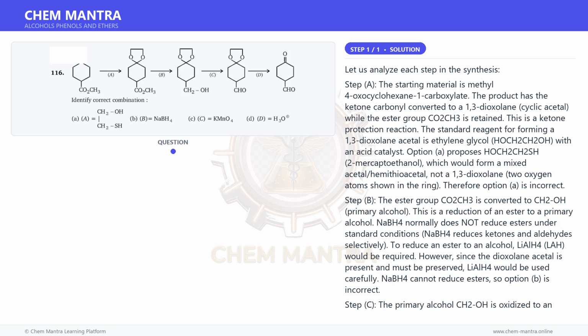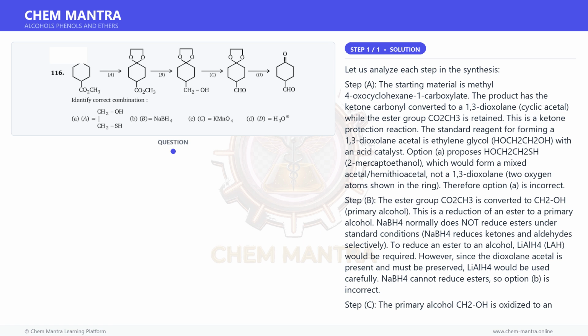To reduce an ester to an alcohol, LiAlH4, LAH, would be required. However, since the dioxolane acetal is present and must be preserved, LiAlH4 would be used carefully. NaBH4 cannot reduce esters, so option B is incorrect.